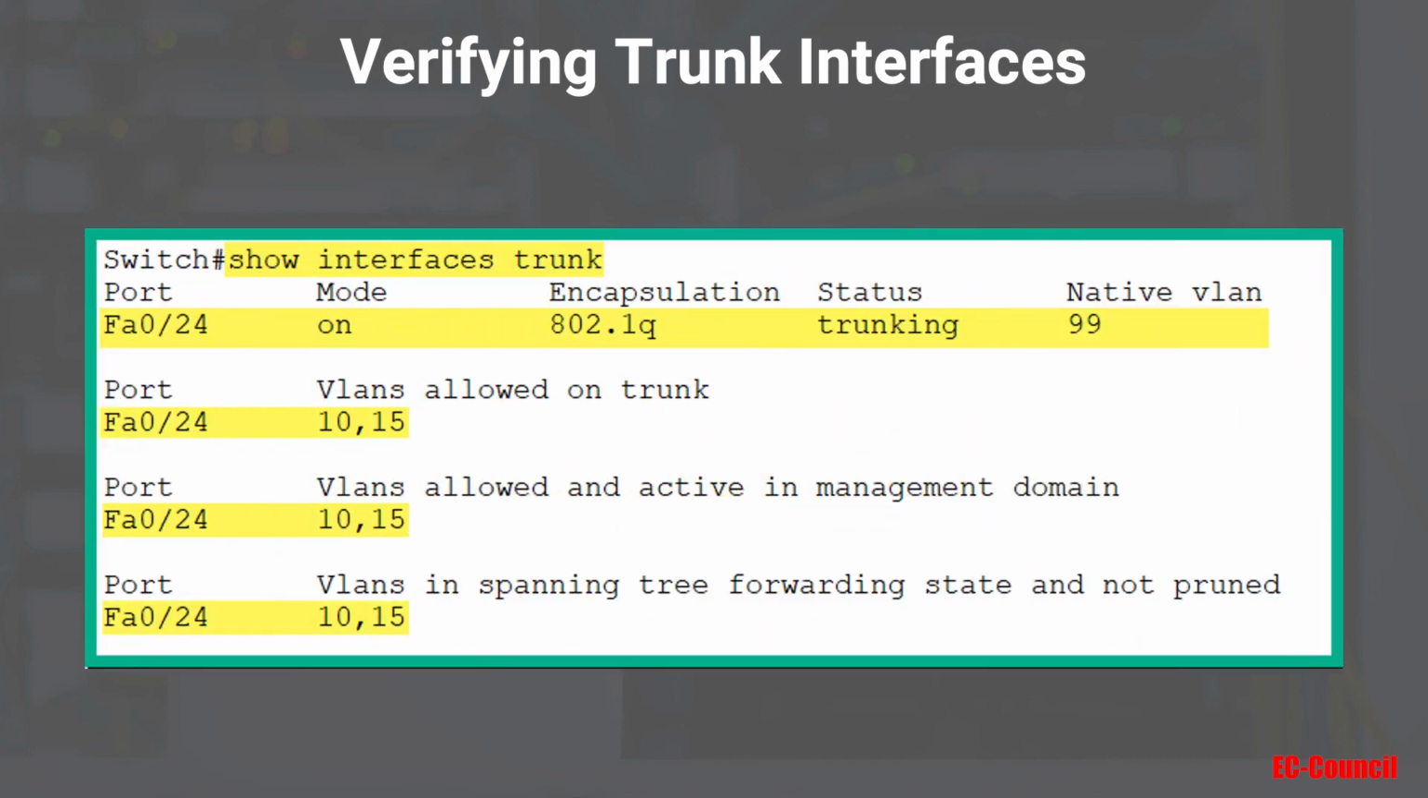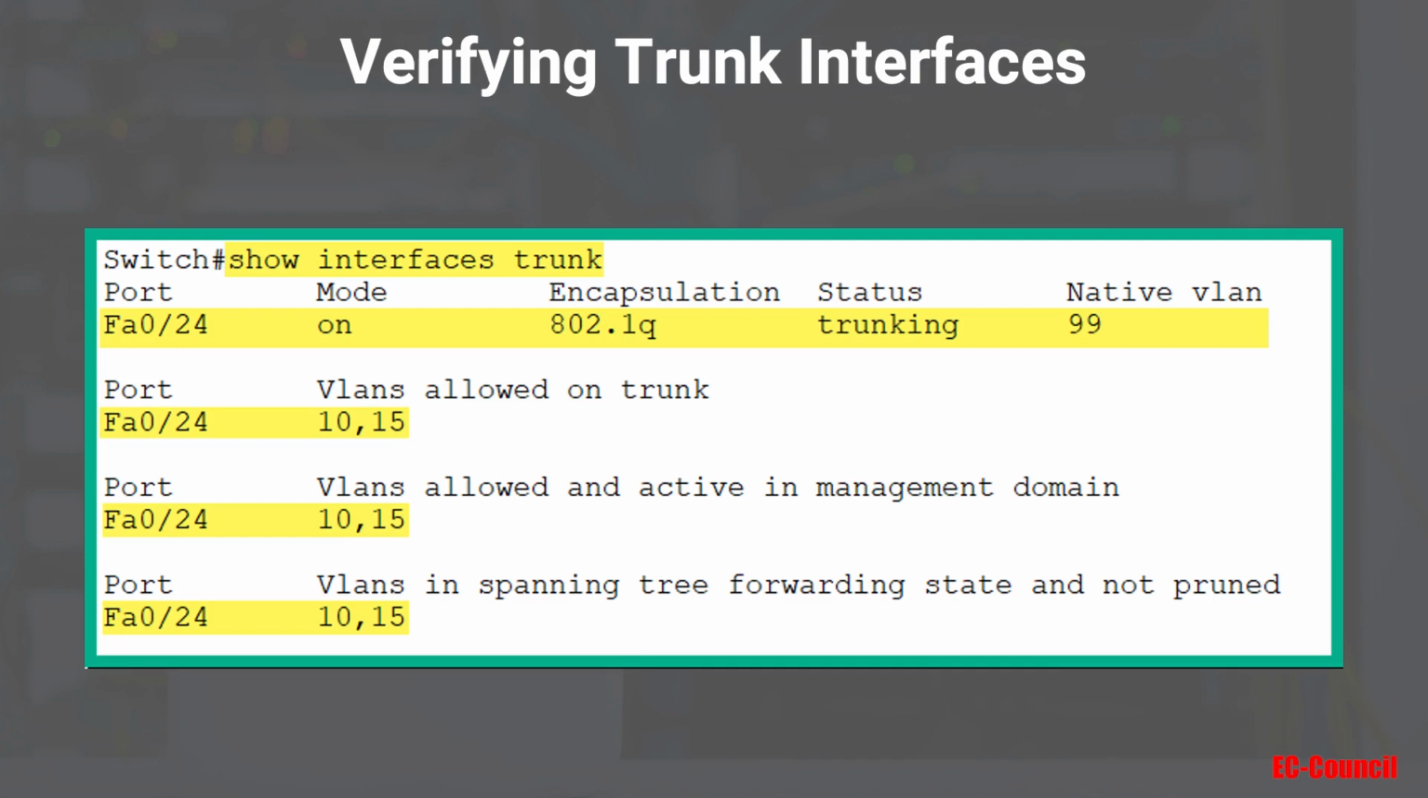To verify trunk interfaces, always use the show interfaces trunk command. This command will tell you which interface is in a trunking state. As you can see, FastEthernet 0/24 is currently on. It is in a trunking state. The native VLAN assigned to this trunk is VLAN 99. It is using the IEEE 802.1Q encapsulation.